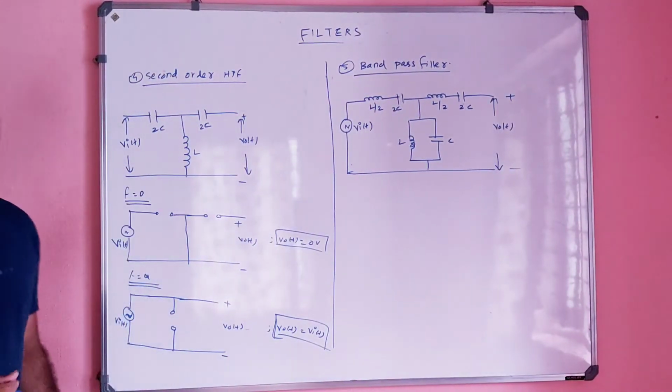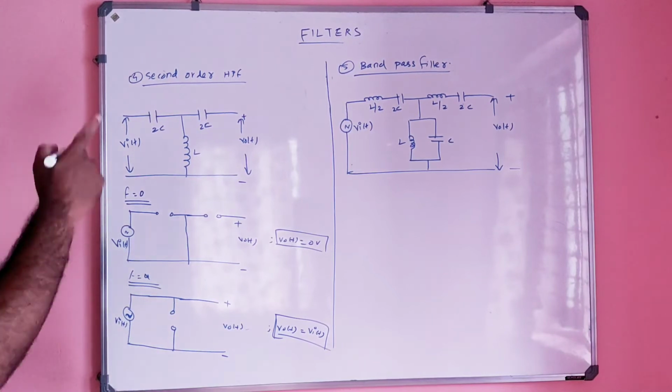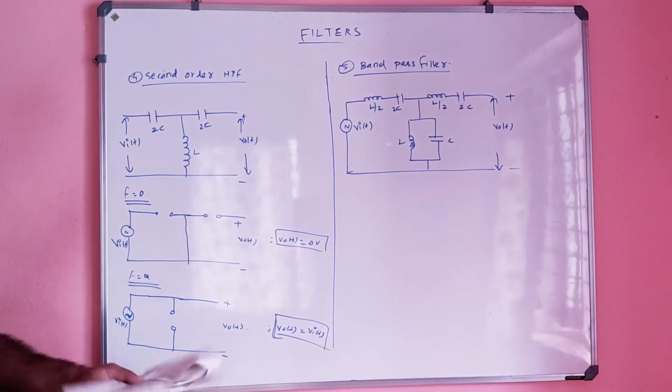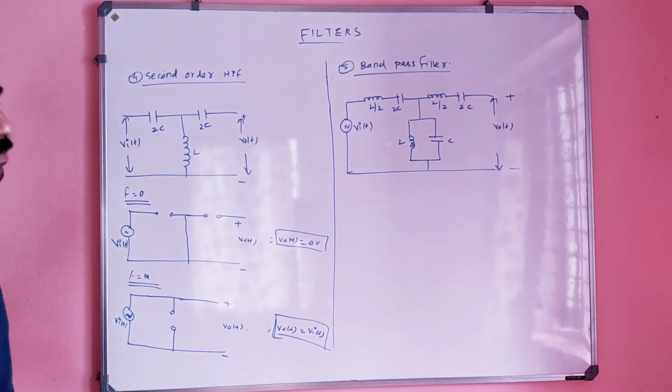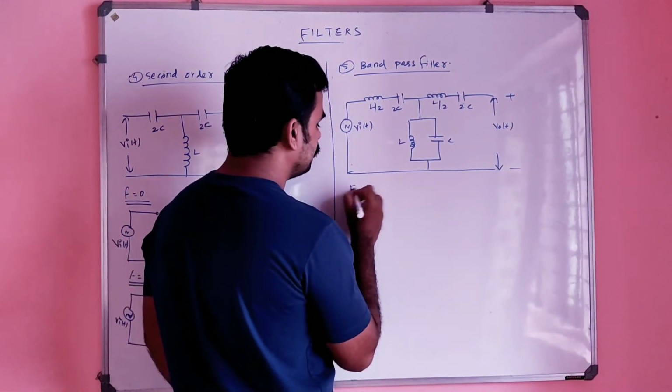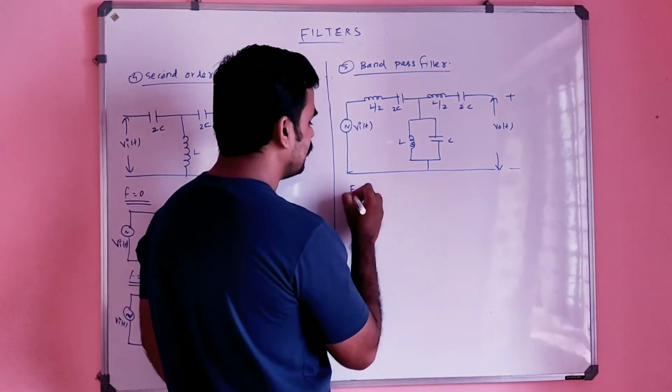So this is the circuit diagram of a band pass filter. Let's see whether it is band pass or not. Put f is equal to 0. It is very easy actually.